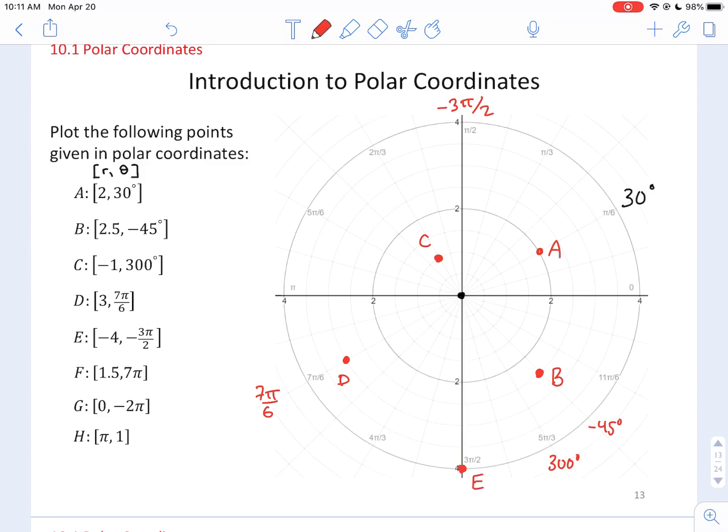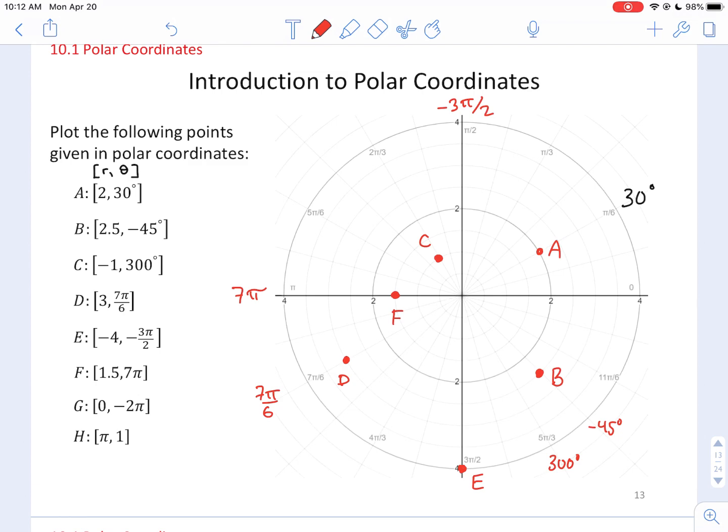Point F, so 7 pi, let's see where that winds up. Here's pi, here's 2 pi, 3 pi, 4 pi, 5 pi, 6 pi, 7 pi. So 7 pi is just a lot of rotations and eventually winds up pointing in the same direction as just pi. Okay, so 7 pi is pointing out this direction, and then we look at this 1.5 and just go 1.5 units out in that direction. So that takes us right there, and that is point F.